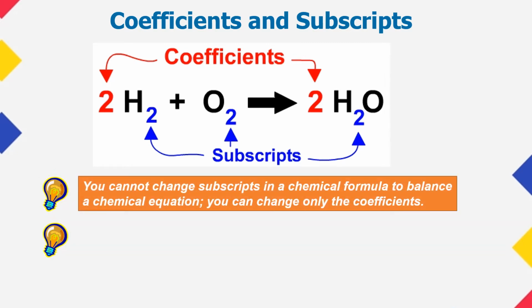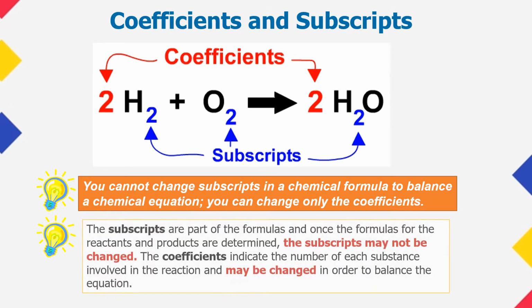You cannot change subscripts in a chemical formula to balance a chemical equation. You can change only the coefficients. Changing subscripts changes the ratios of atoms in the molecule and the resulting chemical properties. The subscripts are part of the formulas, and once the formulas for the reactants and products are determined, the subscripts may not be changed. The coefficients indicate the number of each substance or molecule involved in the reaction and may be changed in order to balance the equation.